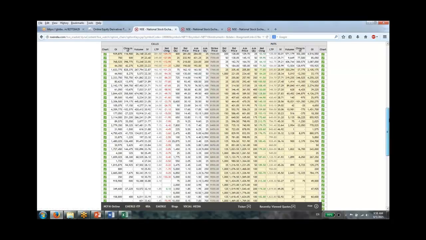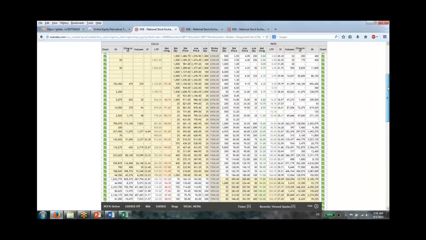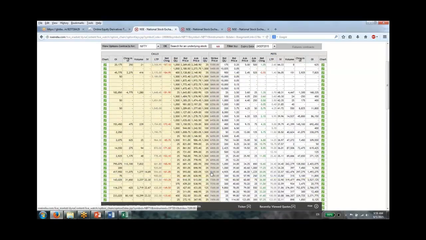But the farther up you go, the more in the money you go, something like a 7,100, talking about calls, this has a delta very close to 0.7 or 0.8. That means your exposure to the underlying asset is a lot more.